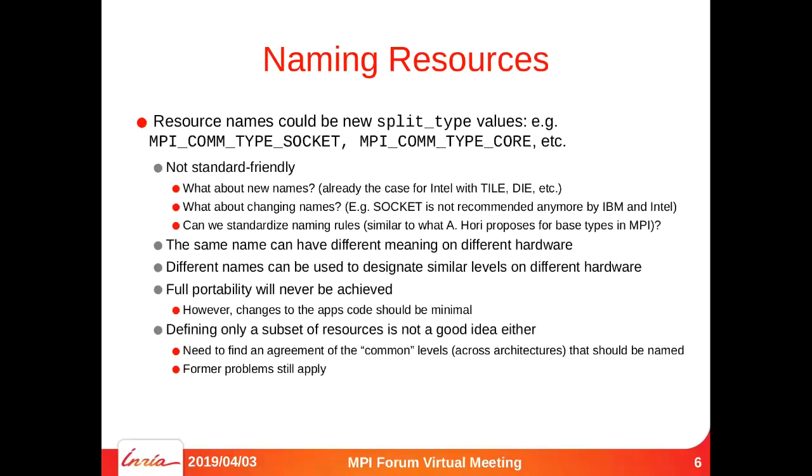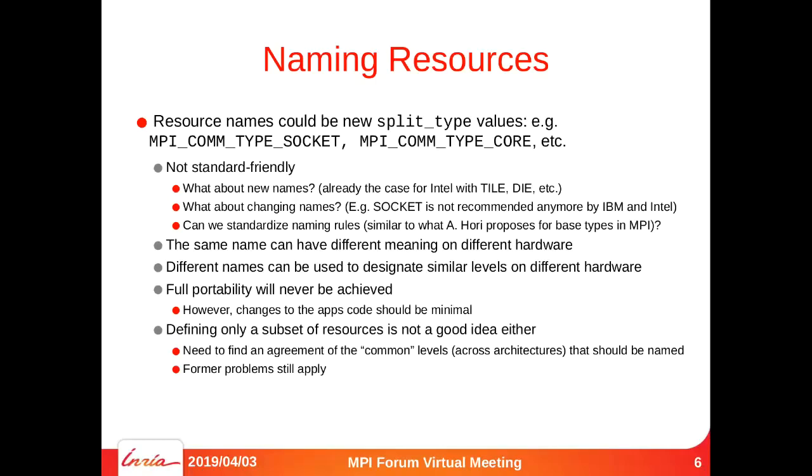About the naming of resources. Resource names could be new split type values. So instead of defining only one value, we would define a bunch of new values, such as MPI com type socket, MPI com type NUMA, MPI com type core, etc. However, I think that this approach is totally not standard friendly. What about new names? It's already the case for Intel. We probably will have in the future a tile level, a die level, maybe more levels. So if we start to do things this way, I think it's a very slippery road, because we will end up going back to the forum every couple of months or so to introduce new names.